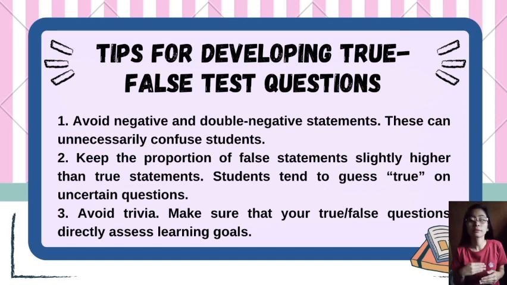Here are the tips for developing true or false questions. First, avoid negative or double negative statements. This can unnecessarily confuse the students. Second, keep the proportion of false statements slightly higher than the true statements, so students tend to guess true on uncertain questions. And lastly, avoid trivia. Make sure that your true or false questions directly assess the learning goals.